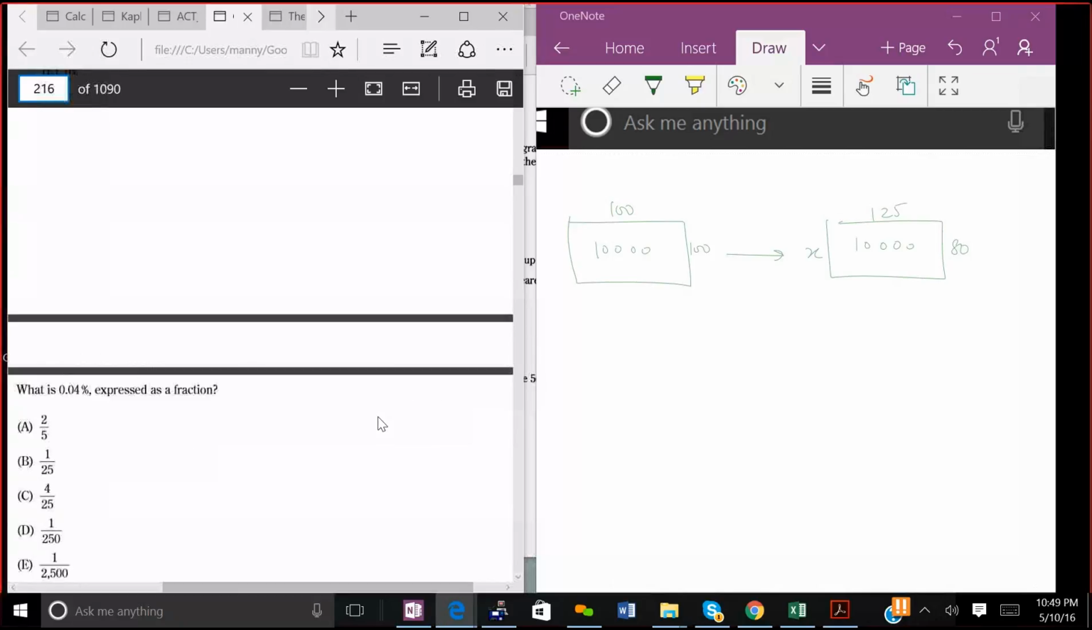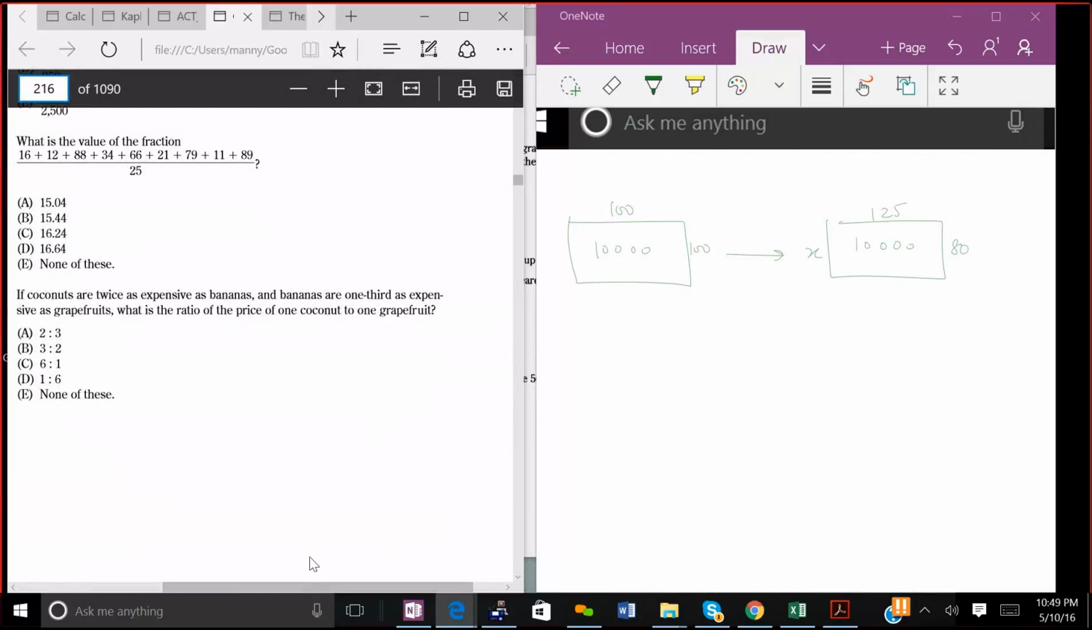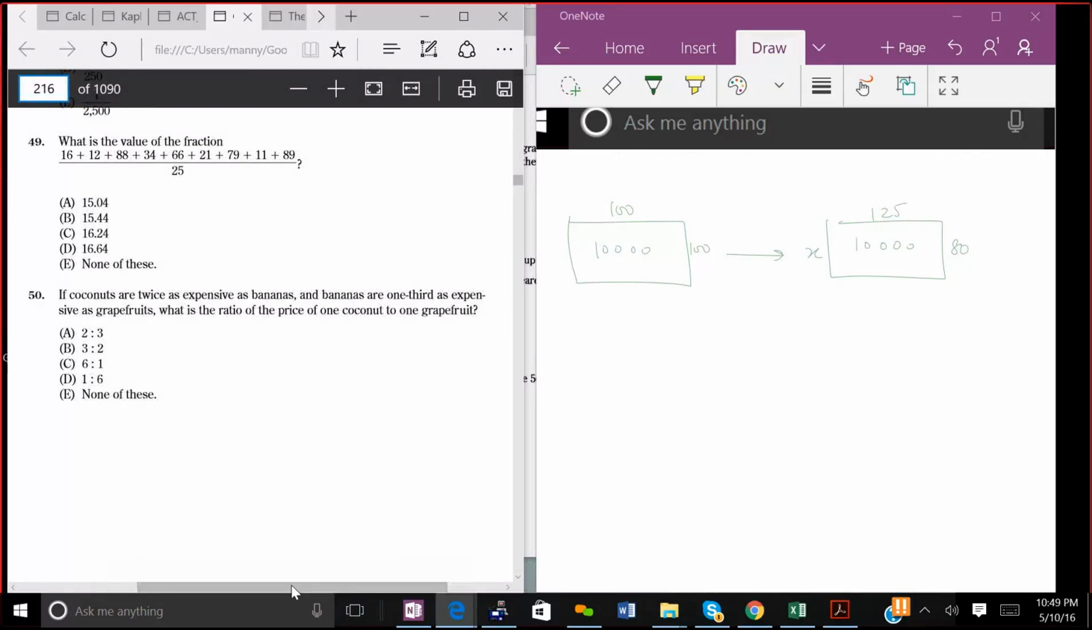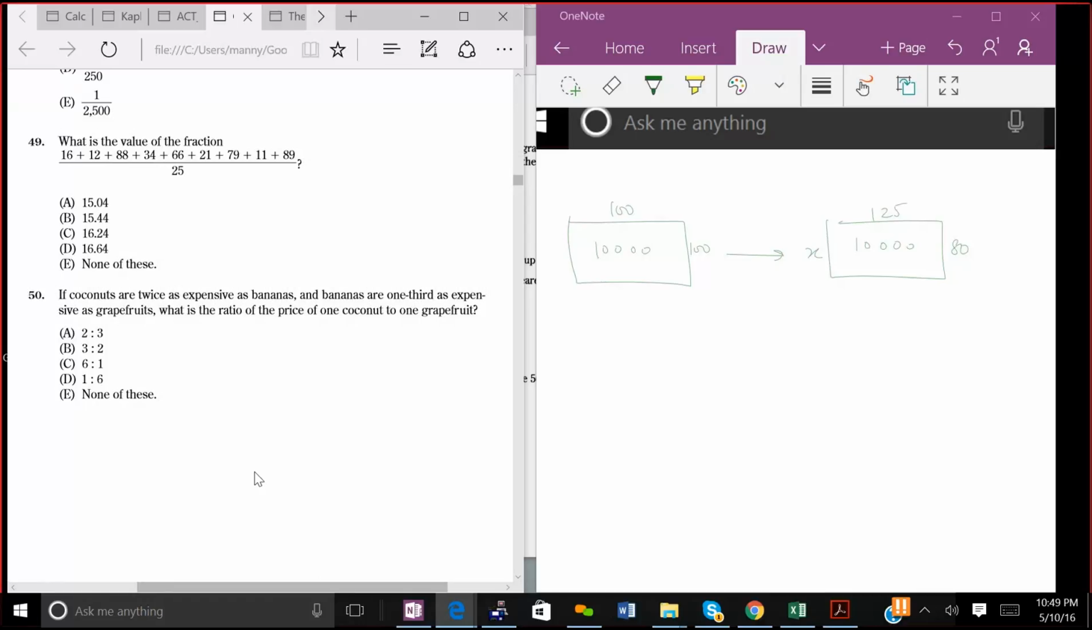Okay, the next important one will be number 50 in this section. Then we'll move on to some rate questions. Go ahead and try it first. Coconuts are twice as expensive as bananas. Bananas are 1/3 as expensive as grapefruits. What is the ratio of the price of one coconut to one grapefruit?